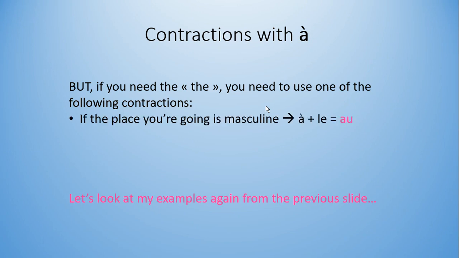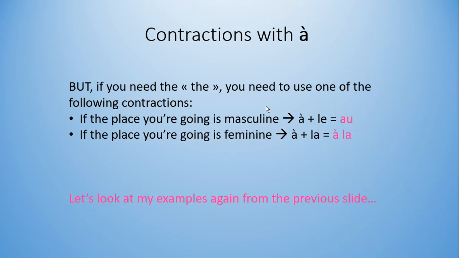Okay. So if the place you're going to is masculine, that à and the le go together to become au. Okay. And it's pronounced like the letter O. So let me say it again. If the place you are going is masculine, that à, le, to the, goes together to become O. Now, if the place you're going is feminine, then the à la is going to stay à la.